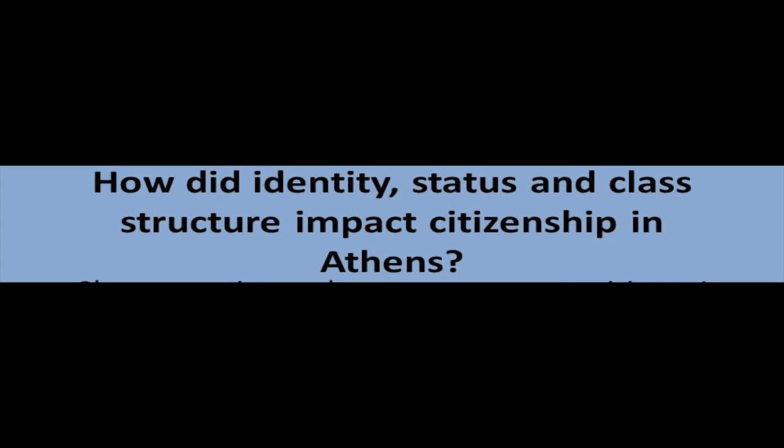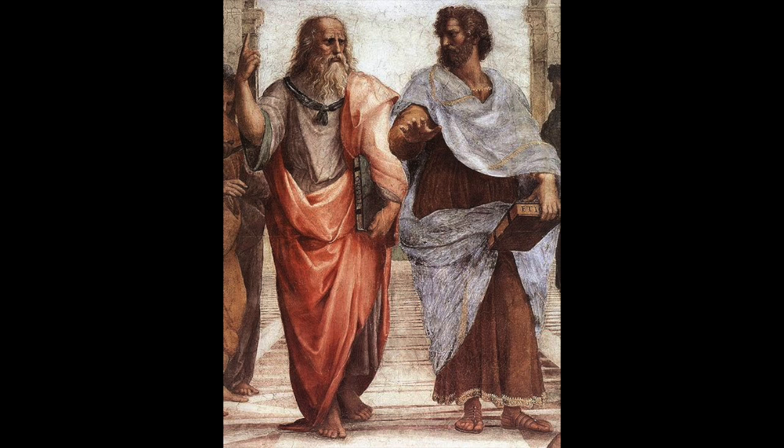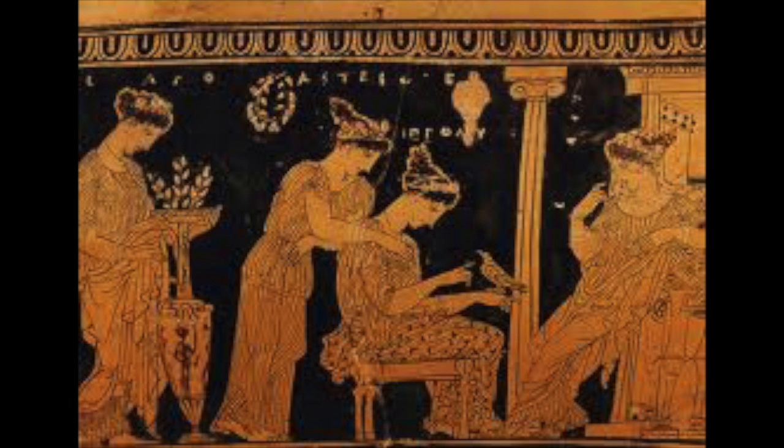How did identity, status, and class structure impact citizenship in ancient Athens? The class structure of a person in ancient Athens made a big difference in what they were allowed to do. The citizens of ancient Athens were children of parents who were born in Athens. Only male citizens could take part in voting and governing the city. A young man became a citizen after he finished his military service at age 20. Women could not participate in Athenian democracy.